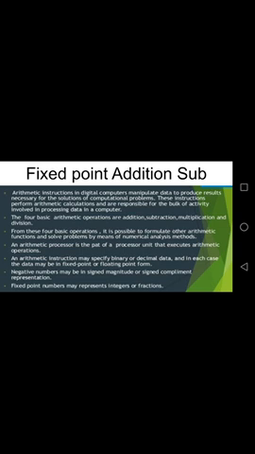So the fixed point numbers may represent integers or fractions. As we discussed earlier, in a fixed point representation, an integer can be represented. Similarly, a real number, which contains both integer part and fractional part, can be represented in fixed point notation.